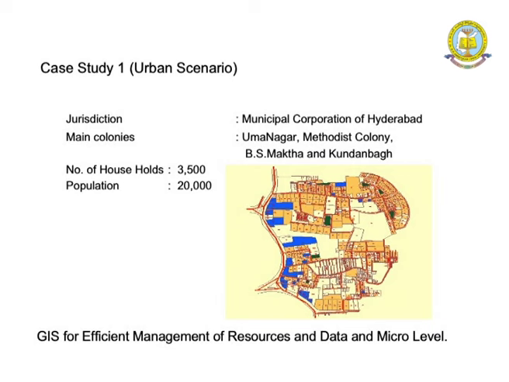Just presenting some cases here, typical of how you can do land use mapping: a small urban scenario, only about 3,500 houses plus about 20,000 population. If you look at this area, straight away when you look at the map, you can see different colors. You are able to see the yellow color, the green color and the blue color. Typically this has been done, but this has no legend.